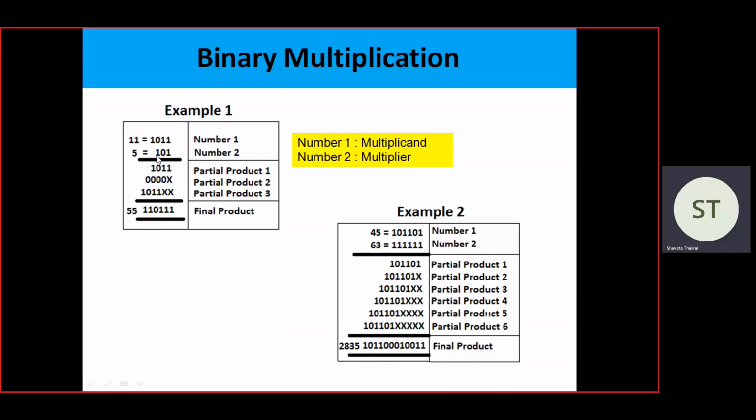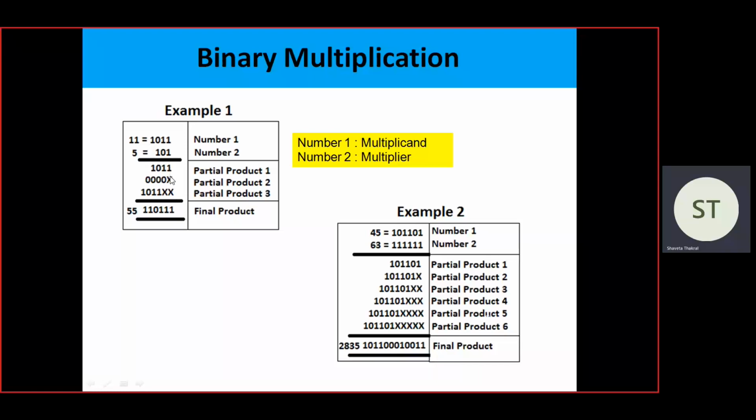Now we multiply the most significant bit of the multiplier, that is 1, to 1011. So we get here 1011. Now this partial product is shifted left 2 times by putting 2 cross marks here. So this is considered as partial product 3. Finally we add these 3 partial products by the binary addition method, and while adding them, the cross mark is considered as 0.